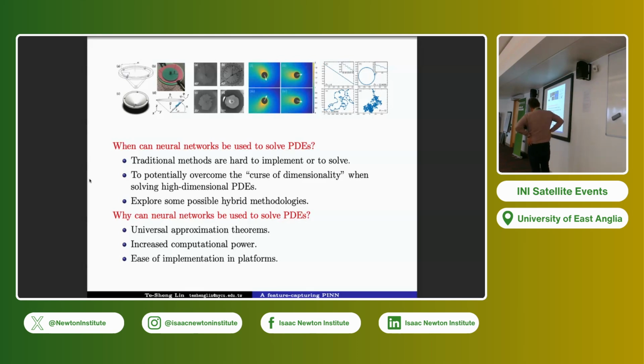And then to potentially overcome the curse of dimensionality when solving high-dimensional PDEs. As we know, with the curse of dimensionality, if you have a 1D problem, you can use thousands or millions of points. But in 3D, if you have a grid-based method, then the number of points in each dimension is much less. That's the curse of dimensionality. And we want to explore some possible hybrid methodologies, so we combine neural networks with a traditional method.